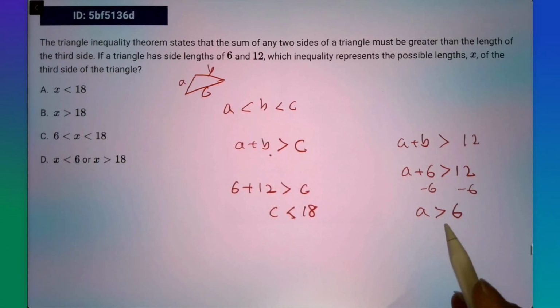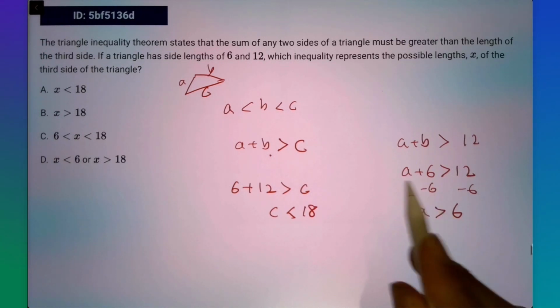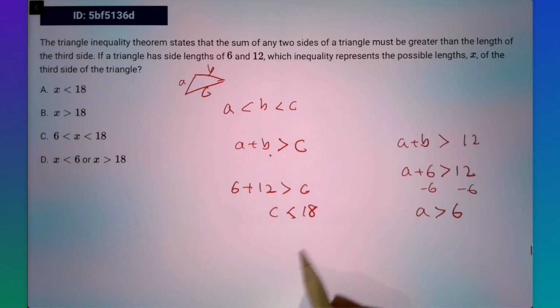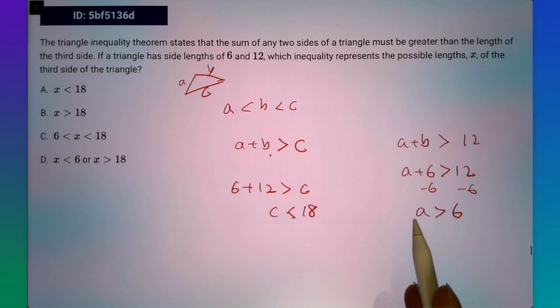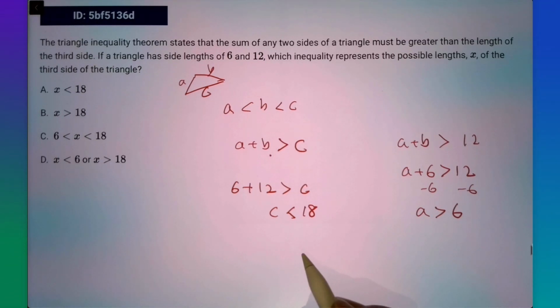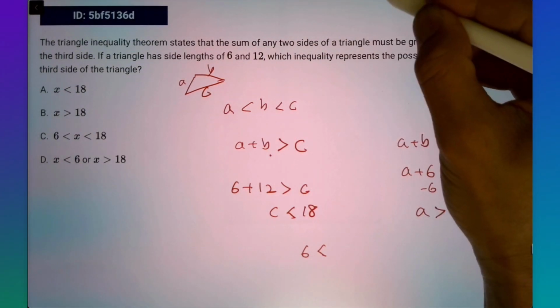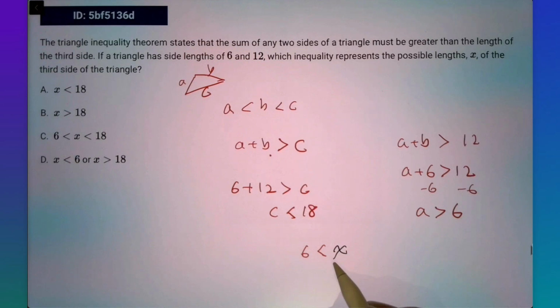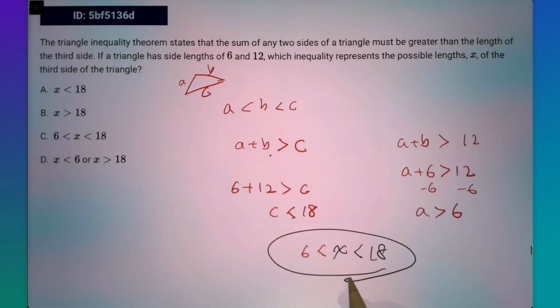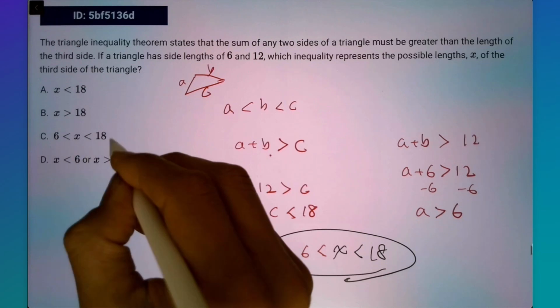It's important that whichever you choose, A or B, you know that the third side should be greater than 6, let's just say x. It should be between 6 and 18. So the correct answer should be C.